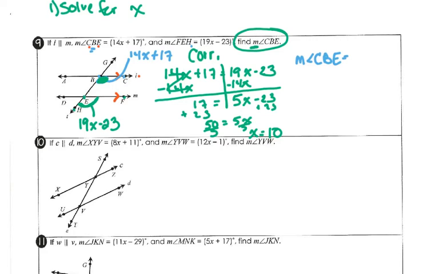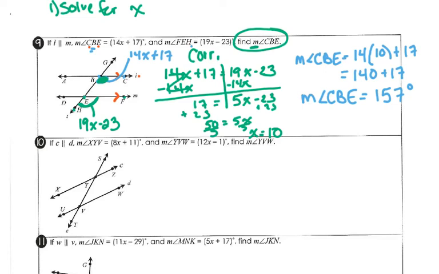Well, CBE was 14x plus 17, so that's going to become 14 times 10, plus 17. And then I'm just going to simplify. So 10 times 14 is 140, plus 17, which when I add them together, the measure of angle CBE is equal to 157 degrees. And that right there then is your final answer.